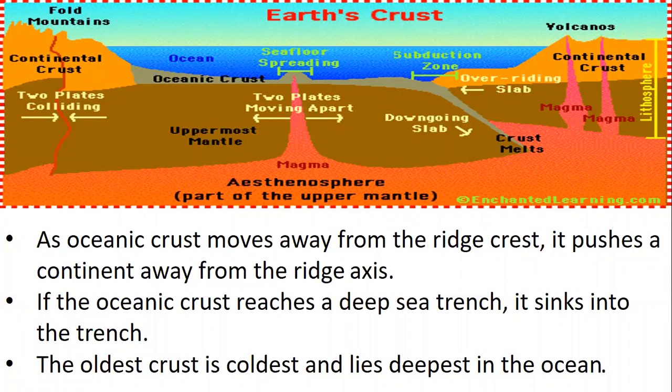As oceanic crust moves away from the ridge crest, it pushes a continent away from the ridge axis, as seen on the left. If the oceanic crust reaches a deep sea trench, it sinks into the trench. In other words, it's forced underneath the continent, as seen on the right. The oldest crust is coldest and lies deepest in the ocean.